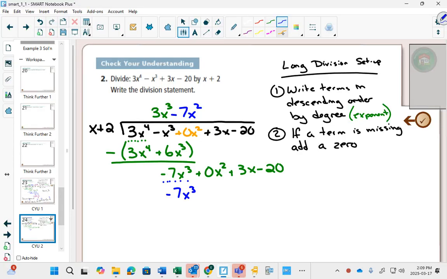But then minus 7 times 2 is minus 14x squared. And I have to subtract. And this will be 0, but 0 minus a negative 14 will give me plus 14x squared. And if you hadn't written that 0 there, you might get confused when you're subtracting. And then the other numbers would just come down. 3x minus 0 is 3x, and negative 20 minus 0 would be negative 20.